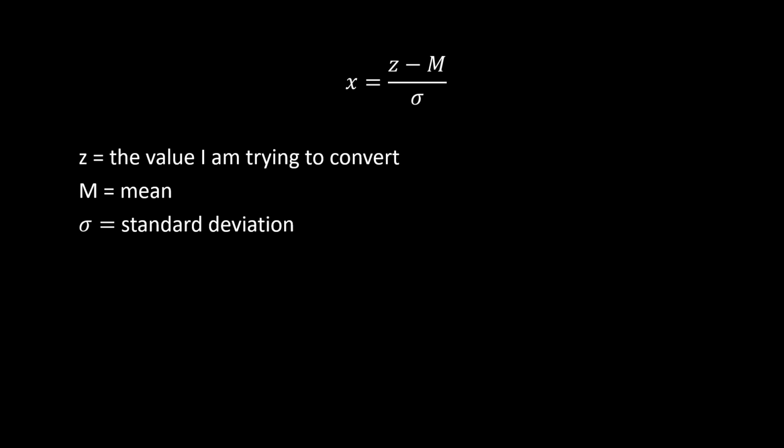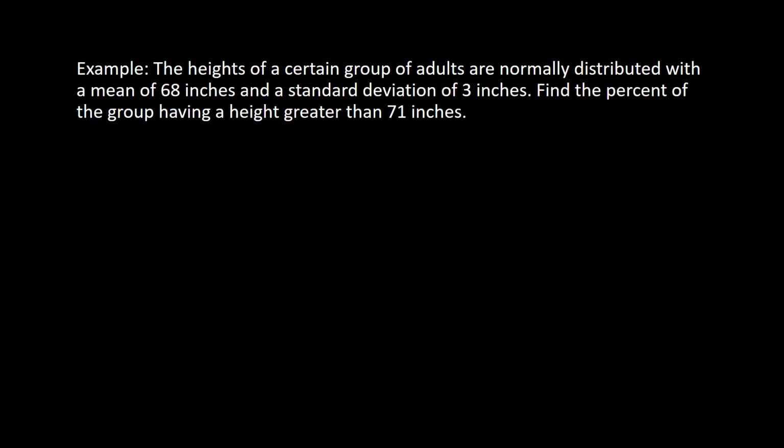Now let's look at an example of how this works. Here we have the heights of a certain group of adults being normally distributed with a mean of 68 inches and a standard deviation of 3 inches. And the question is, what percent of the group has a height greater than 71 inches? So to put this in perspective, 68 inches would be 5 foot 8, and 71 inches would be 5 foot 11. And we're trying to determine how many people have a height greater than 5 foot 11 based off the data that we've collected.